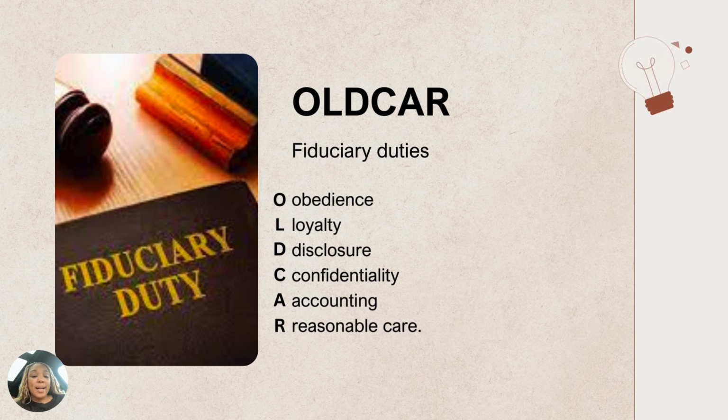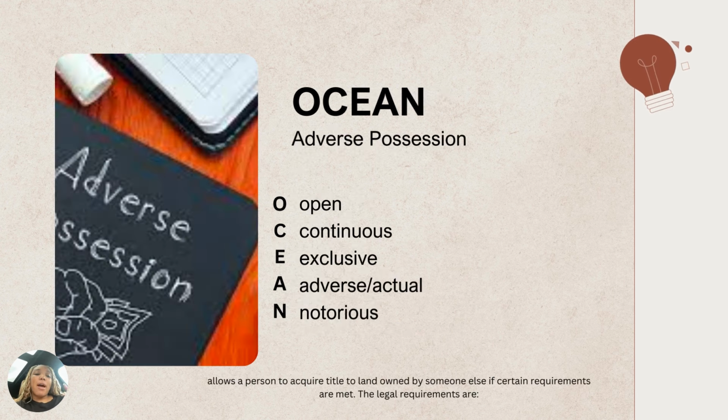We're moving pretty fast, but these are things that you just want to remember. Go back over it. So OLD CAR is what? Fiduciary duties. Yes. O, obedience. L, loyalty. D, disclosure. C, confidentiality. A, accounting. R, reasonable care. Very good, guys.